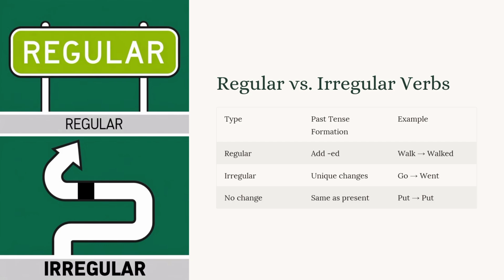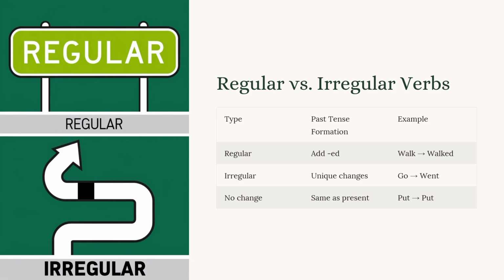So how can you avoid making these errors? Here are two practical tips for this section. The first one is memorize common irregular verbs. While it might seem daunting, focusing on the most frequently used irregular verbs is a great place to start. Verbs like go, eat, buy, see appear often in everyday language, so learning their forms will significantly improve your accuracy when you're speaking and when you're writing.